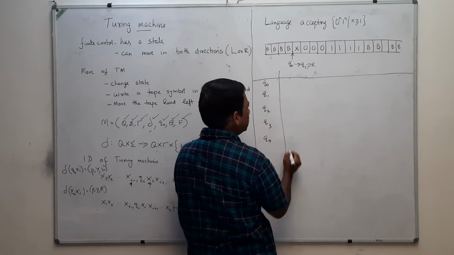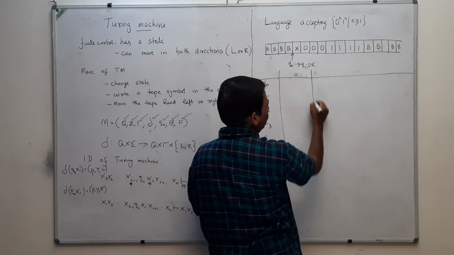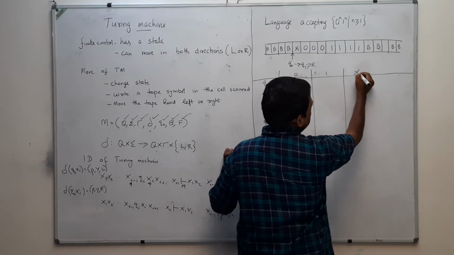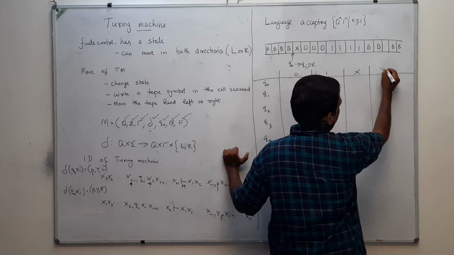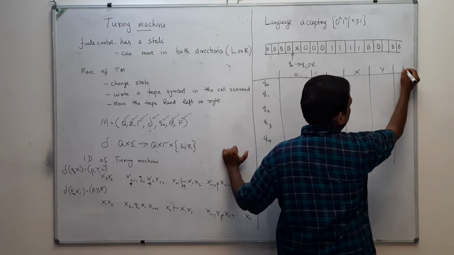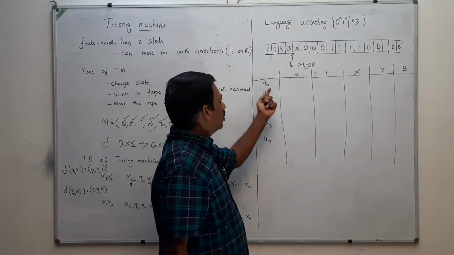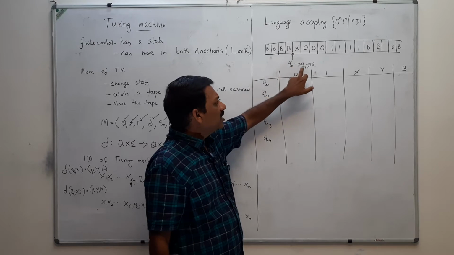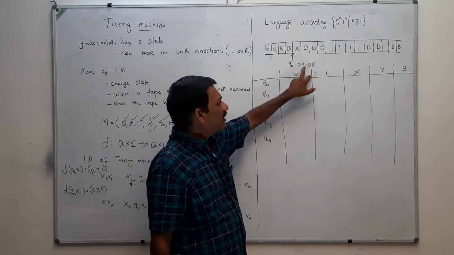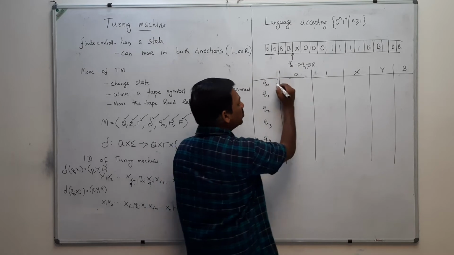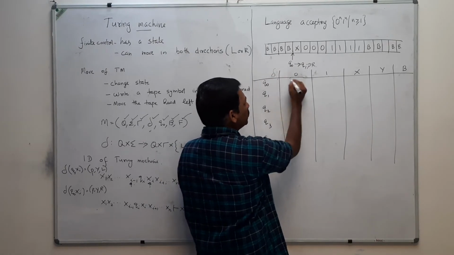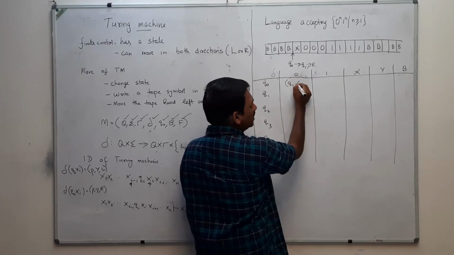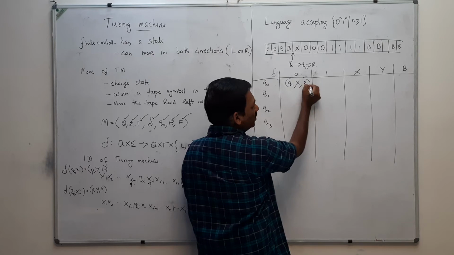q0 upon reading 0, 1, x, y and the blank symbol. This is blank. q0 on accepting 0, what will happen? It is switching to a new state q1 after replacing that 0 by x. So delta of q0 on 0 is: it will switch to a new state q1, replacing 0 by x, and it will move right.